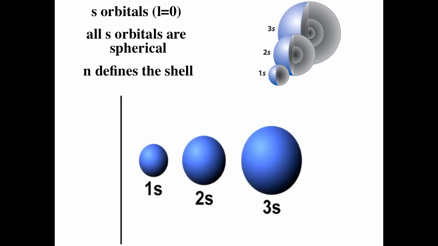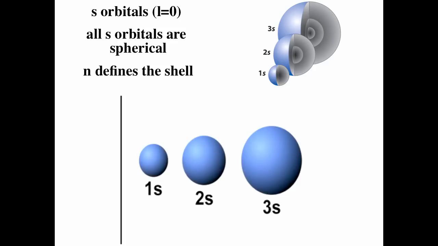Now, I mentioned that the larger the n, the larger the orbital. And so when we talk about a 1s orbital, the 1 corresponds to n equals 1. s corresponds to l equals 0. 2s, n equals 2, l equals 0. And 3s, n equals 3, l equals 0. And so bigger n, bigger the orbital. And so the 3s is larger than the 2s, which is larger than the 1s. Now all these orbitals are s orbitals, and so they're all spherical. The s orbitals are all spherically symmetric.